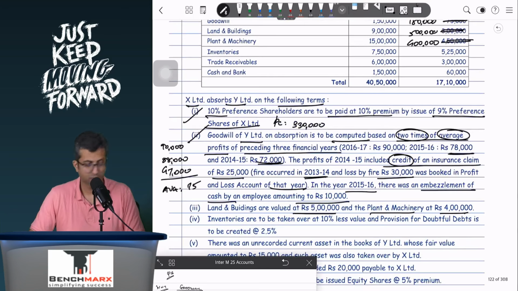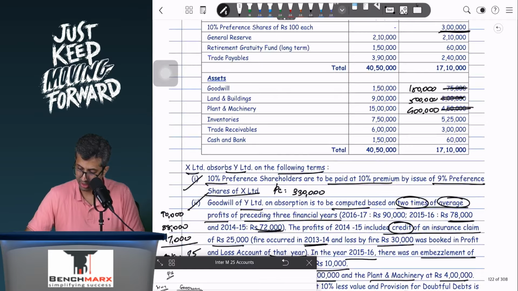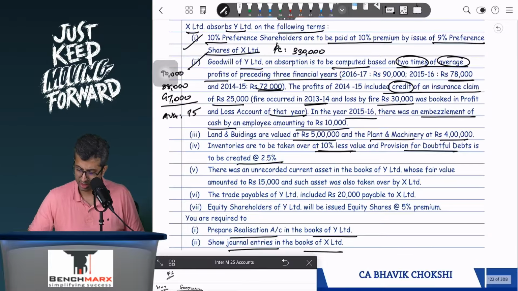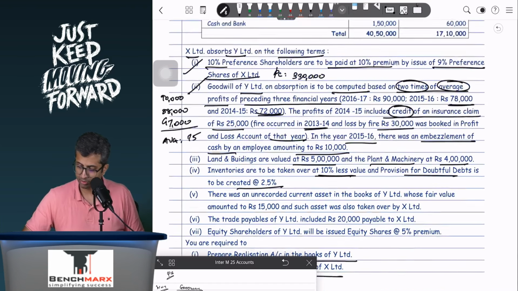Okay. Next, inventories are to be taken over at 10% less value and provision for doubtful debts is 2.5%. Inventories will be taken over at 10% less, 525 minus 10%. So here it comes to 472,500. So if there is an adjustment like unrealized profit, then here also a 10% adjustment can come. And on debtors, 3 lakhs minus the provision for bad debts of 2.5% comes to 292,500.